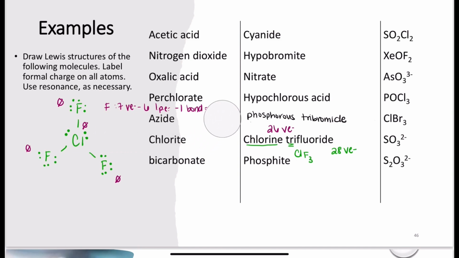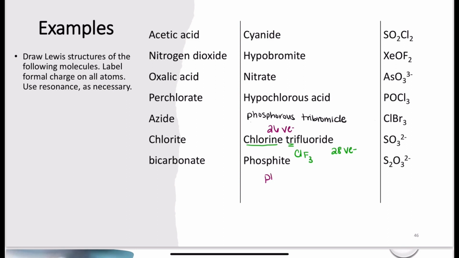I don't have to worry about resonance because resonance only comes into play when you have multiple bonds present. If you don't have multiple bonds, you're not going to see resonance. What about phosphite? Well, if you don't remember what phosphite is, remember phosphate is PO4 3 minus, and ate is 1 less oxygen but same charge.